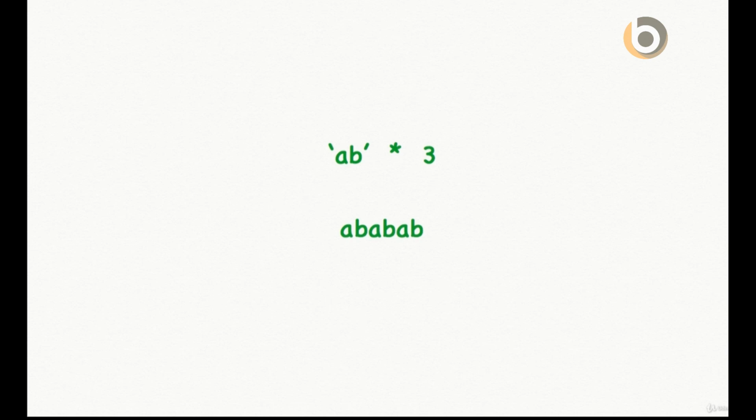And when we use an asterisk sign and define a number, for example, I have a string AB, and by using an asterisk sign, which shows multiplication, I multiplied it by 3. So what it does, it repeatedly joined the string 3 times. Now let's see this in the code editor.